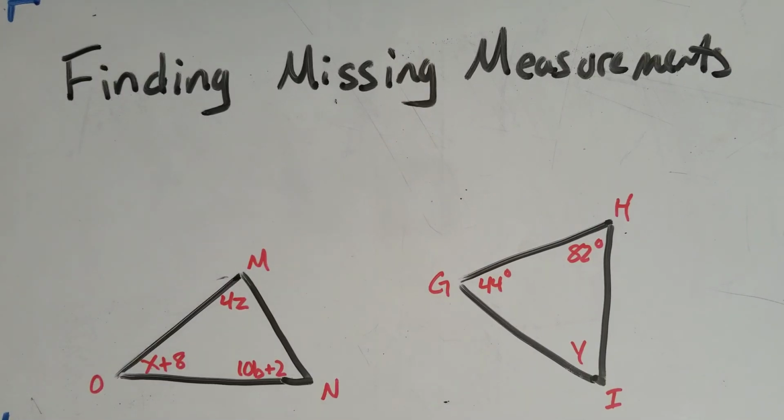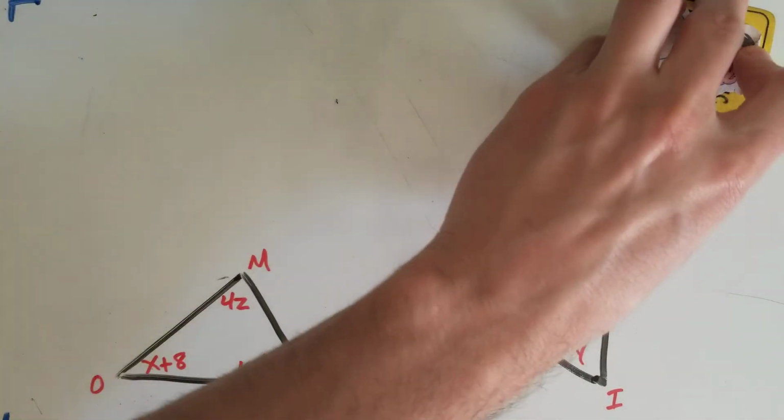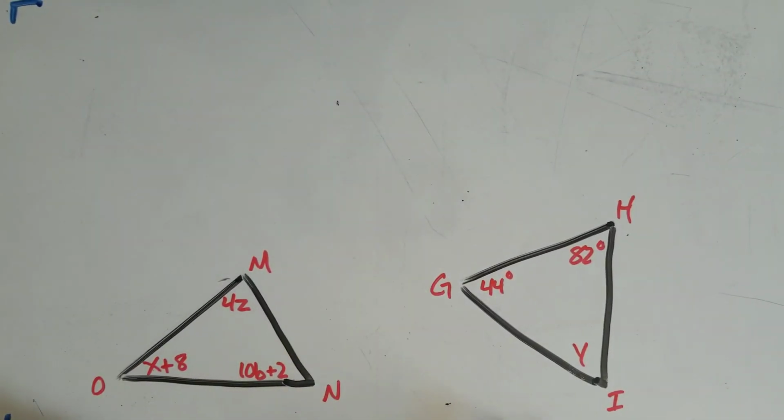Hey guys, today we're going to talk about finding missing measurements. We'll continue this in different congruent polygons, and it's all going to come back down to the congruent statements that we talked about. So it's all about finding corresponding parts and using them to find missing measurements. So let's start with our first problem here.